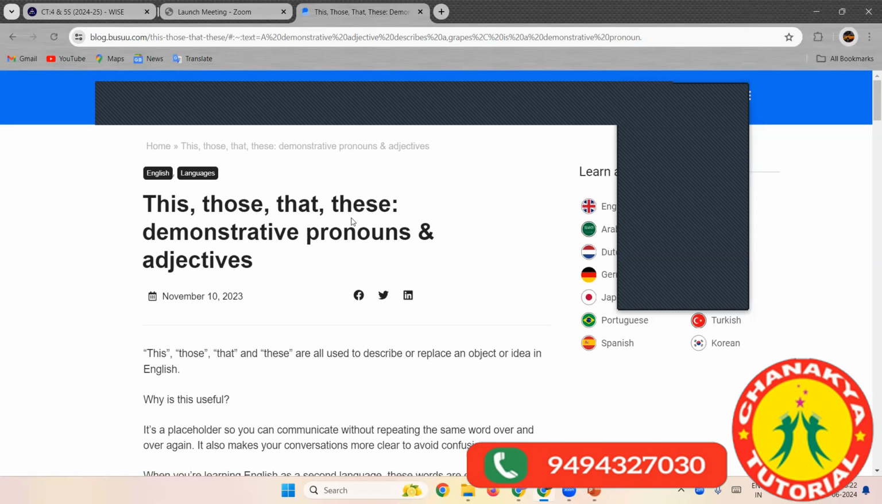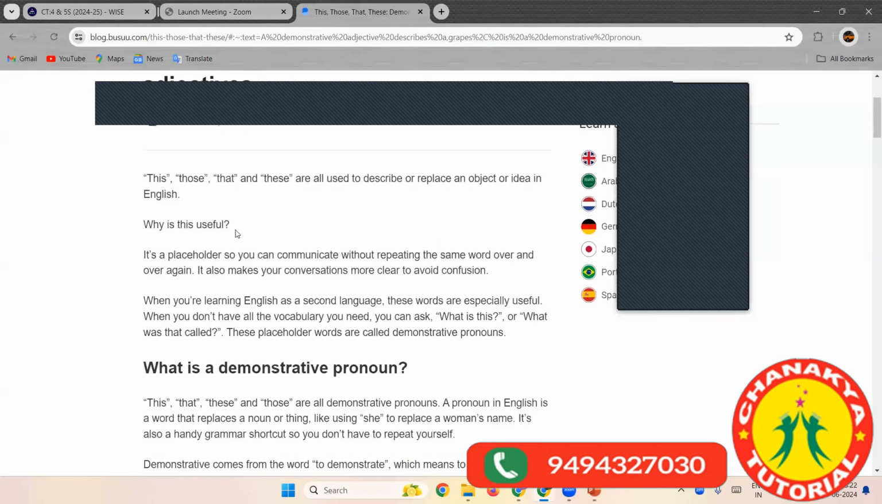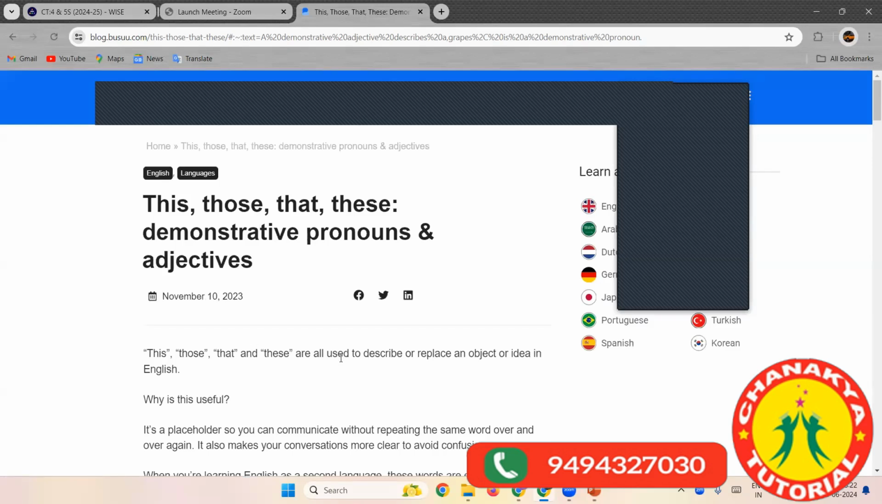So we use them in different sentences. Why is this useful? It is a placeholder, so you can communicate without repeating the same word. For example, this is the advice room. This has plenty of books. This has a lot of shelves. Instead of saying advice room, advice room, advice room, I can use this word instead of repeating the same word again and again.